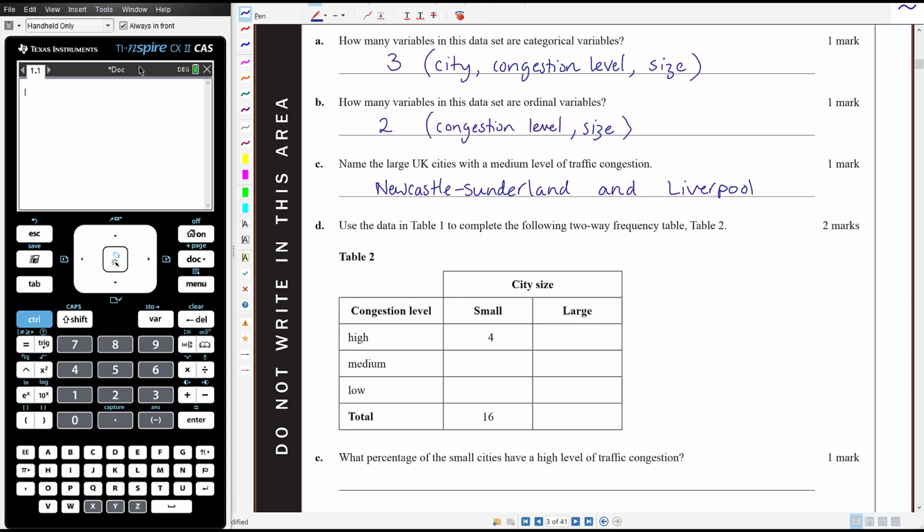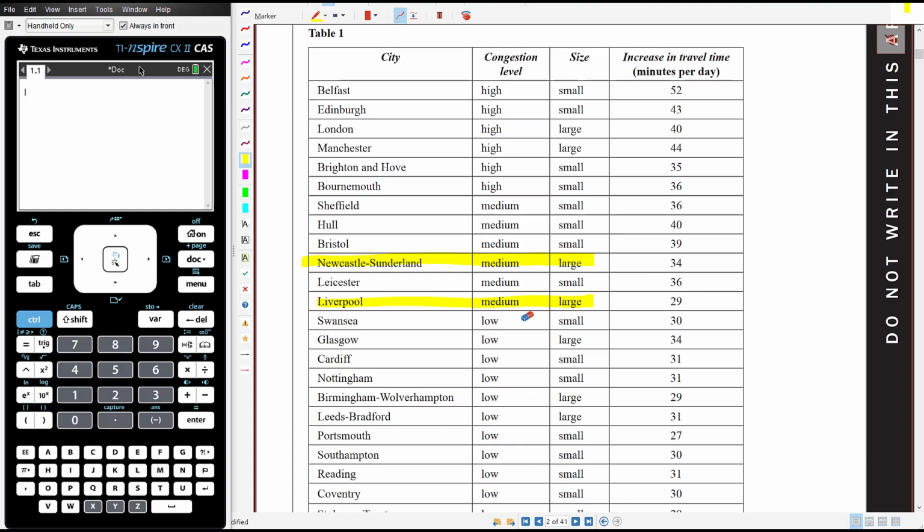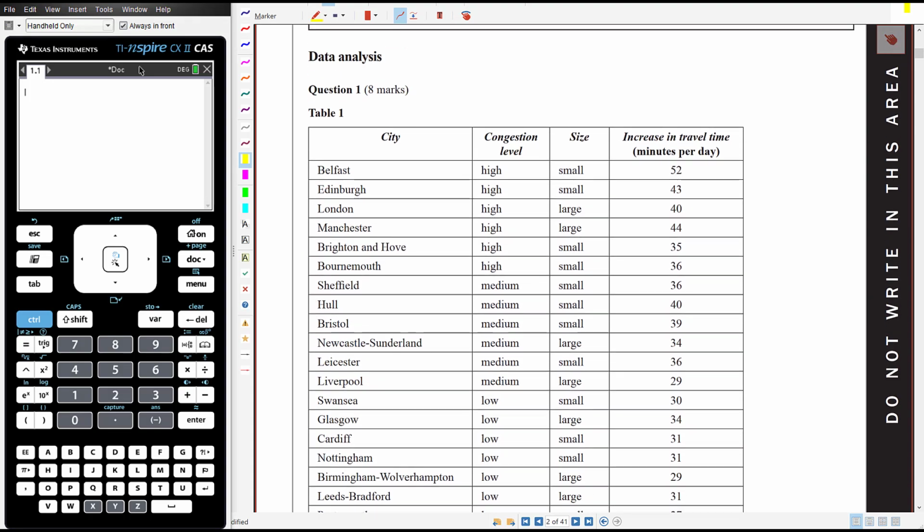Okay, use the data in Table 1 to complete the following two-way frequency table in Table 2. So we want to group the data according to city size and congestion level. Let's just go one at a time. We've already started looking at large cities with medium traffic, which would be this category over here. So there were 2 large cities with medium traffic. Let's have a look at large cities with high congestion.